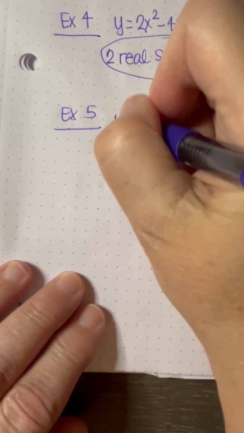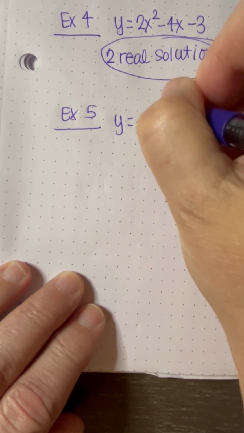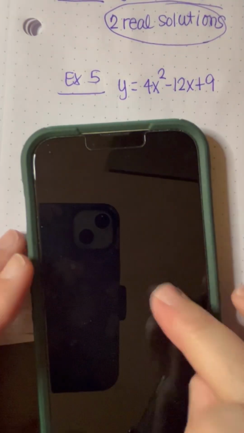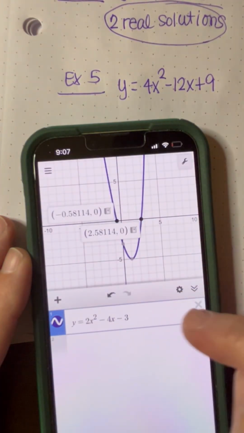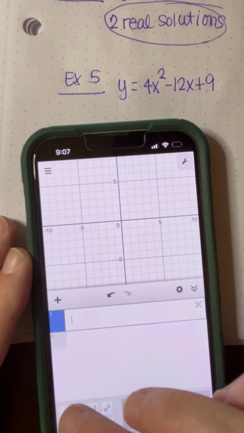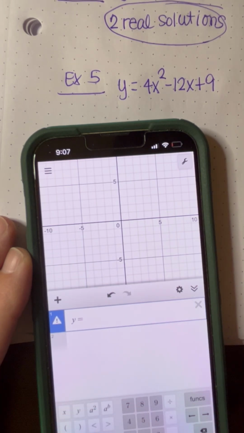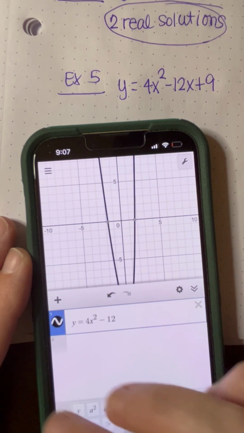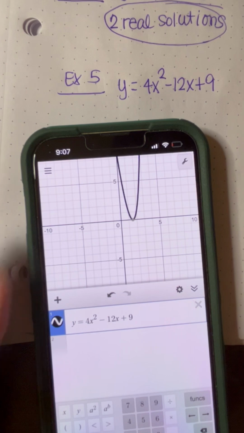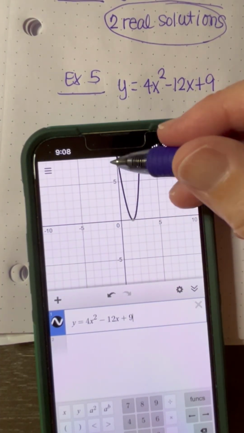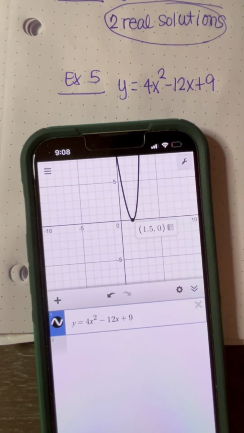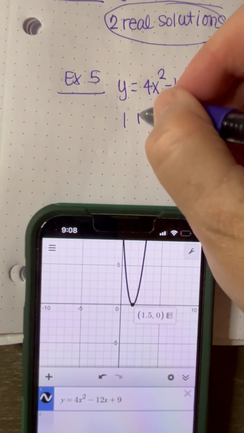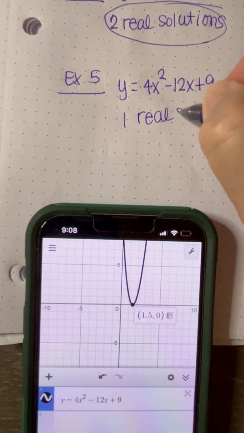All right, y equals 4x squared minus 12x plus 9. There's my u. Here's my x-axis. I'm intersecting one time at 1.50, so this would be one real solution.